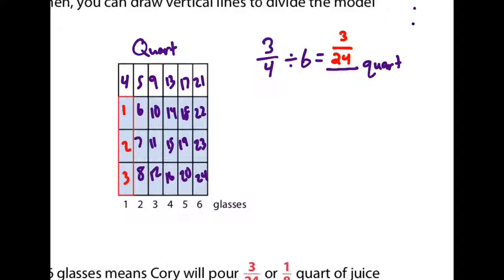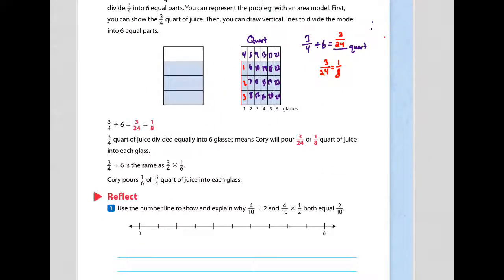Now, by the way, 3/24 reduces to 1/8. So you can say 1/8 of a quart is in each glass as well. All right, so that's what that means.